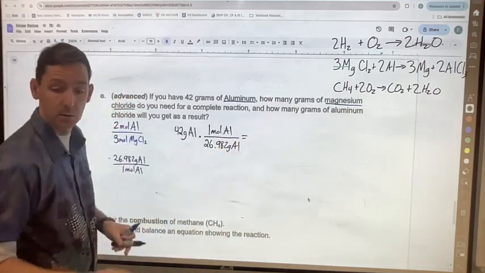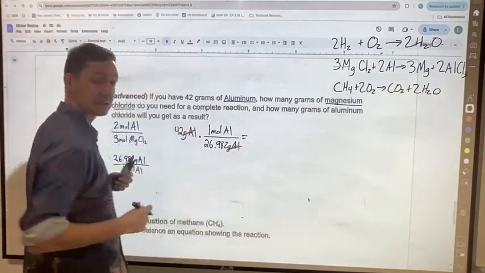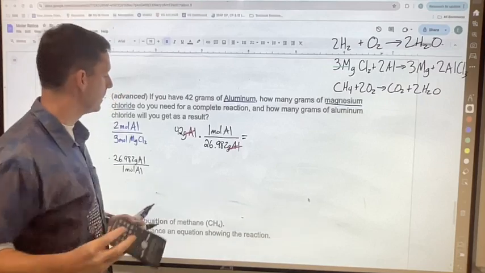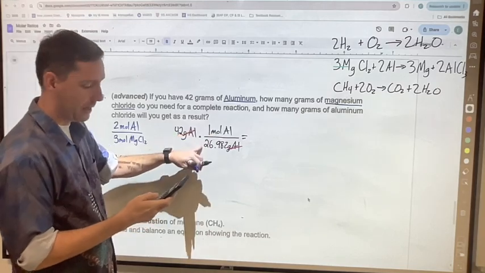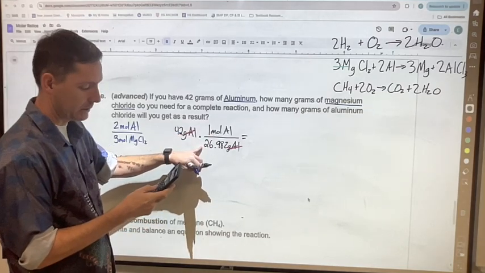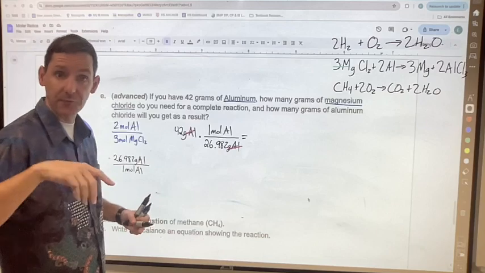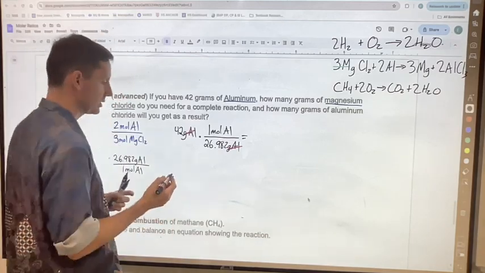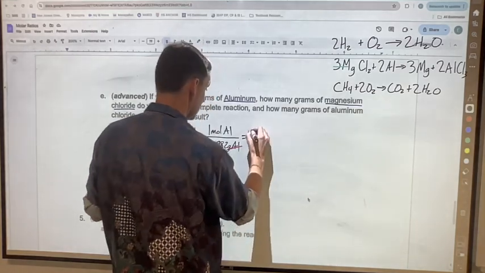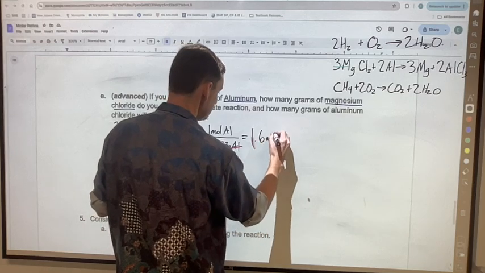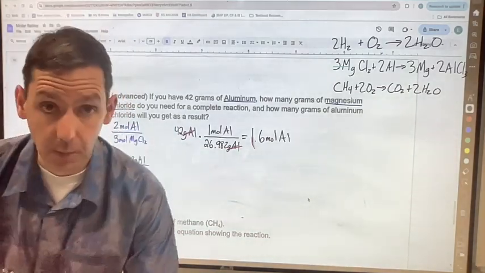And we see, as we have many times before, that the grams of aluminum cancels out, which means I've done it correctly. And then I'm going to take my 42, multiply by 1, which is still 42, and then divide by 26.982. And I get 1.6. Again, your digits may be different. My calculator is automatically going to 3 digits here. So 1.6 moles of aluminum. So there we go.